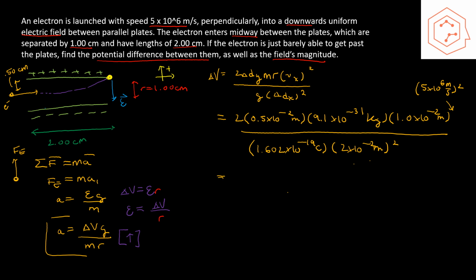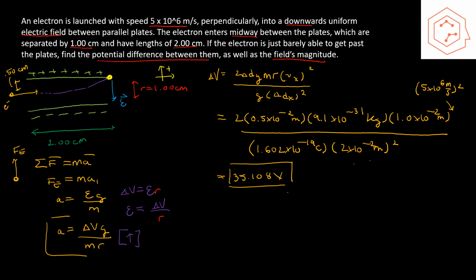And if you plug this into your calculator, you get an answer of 35.108 volts. So that's our potential difference between the two plates. And I encourage you to do the unit analysis.